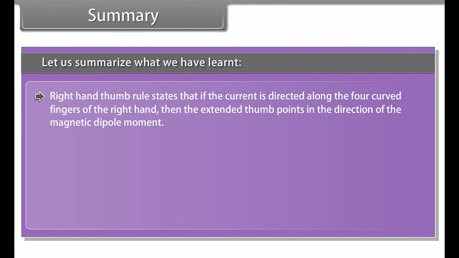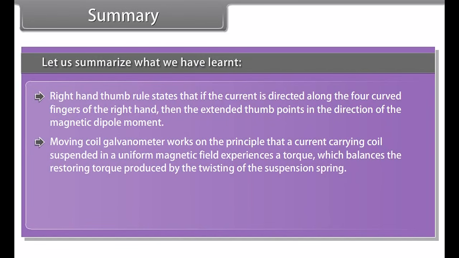Right-hand thumb rule states that if the current is directed along the 4 curved fingers of the right hand, then the extended thumb points in the direction of the magnetic dipole moment. Moving coil galvanometer works on the principle that a current-carrying coil suspended in a uniform magnetic field experiences a torque which balances the restoring torque produced by the twisting of the suspension spring.